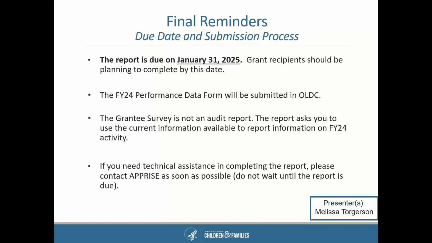The material we went through is pretty dense today, and we understand there may still be questions, and as you go, you may come up with more questions. These are intended to give you some of the resources that you need to reach out and receive assistance. Just a reminder, the report is due on January 31st, 2025, and so you should be planning in order to complete by that date. It'll be submitted in OLDC. Keep in mind the Grantee Survey is not an audit report.